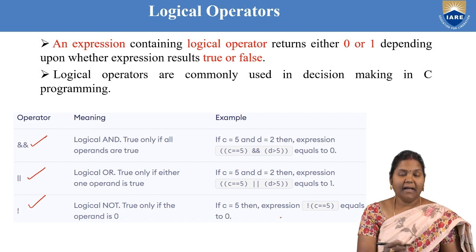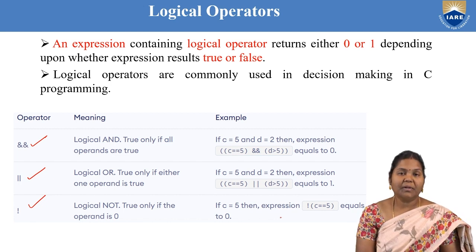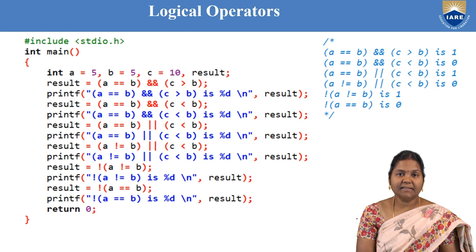Now, this AND gate, logical AND will be true when both the operands or both the expressions are true. If one of the expressions is false, then the output will be false. In the logical OR operator, when both the expressions are true or any one of the expressions is true, then the final expression output is true. If both are false, then the output is false. Similarly, in logical NOT, if the expression is a true expression, negation of it will give you false or vice versa. Now, let us see this example.